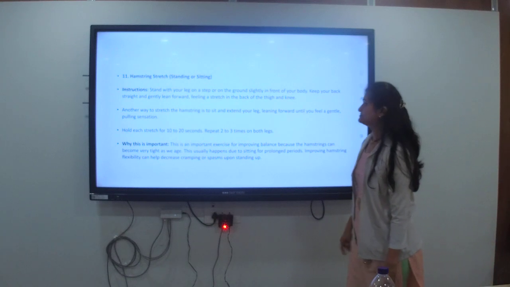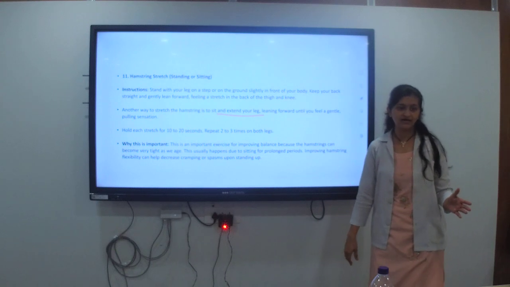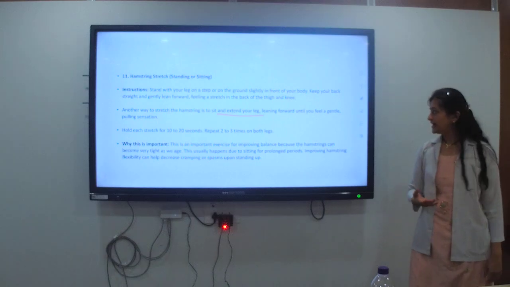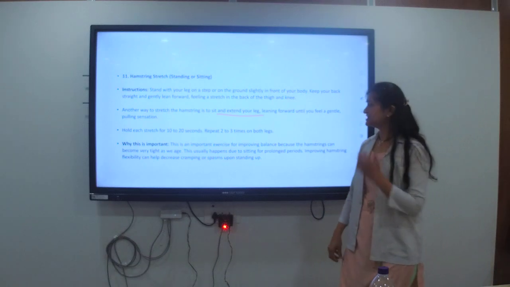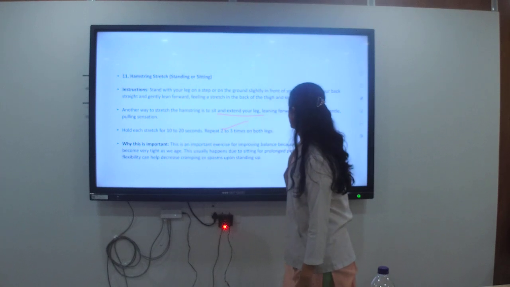Another way to stretch the hamstring is to sit and extend your leg. In the long sitting position you can also ask to touch the toes of the foot, and that will stretch your hamstrings. Hold the stretch for 10 to 20 seconds and repeat it 2 to 3 times for both legs.